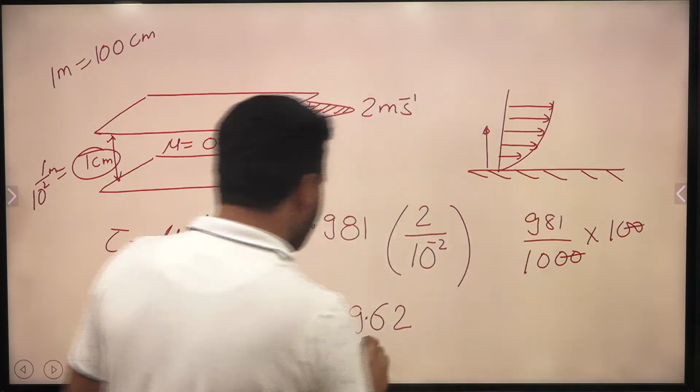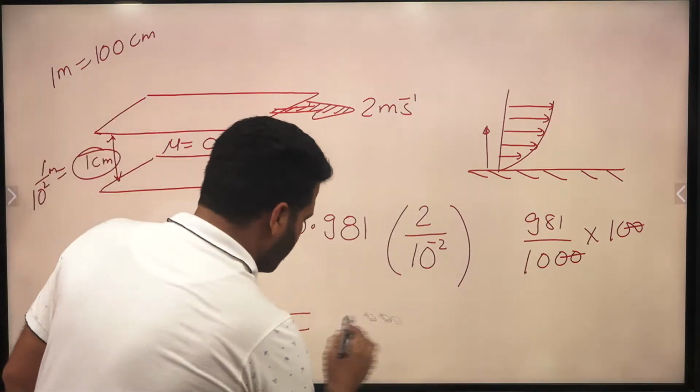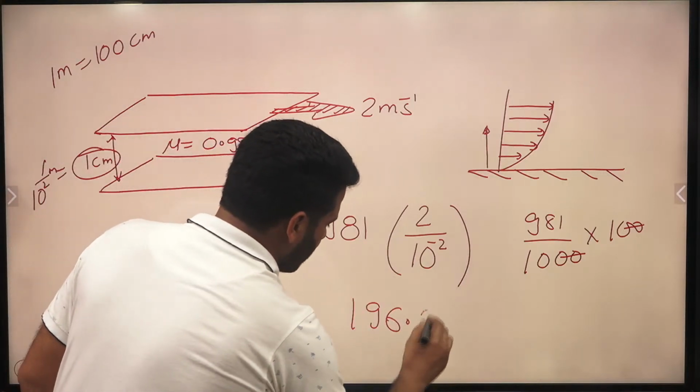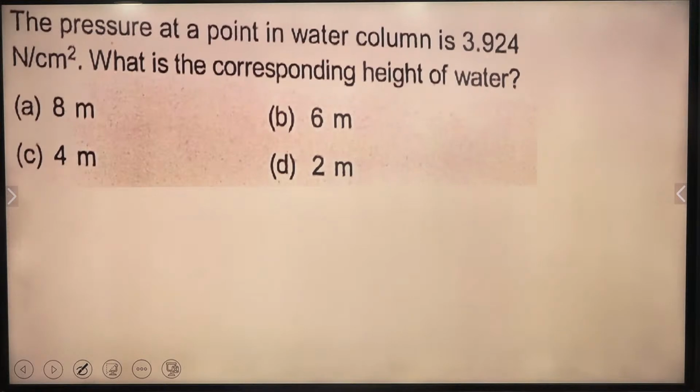Okay, 196.2 is coming, very sorry. Is 196.2 coming or not? Just have a look at the calculation. This is coming to be 196.2. Only 10 we are getting in the denominator, so the answer will be 196.2. Fine, is it okay? 196.2. Okay, good. Let's go, so here's the next question.